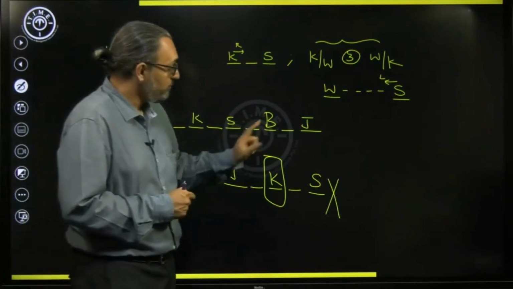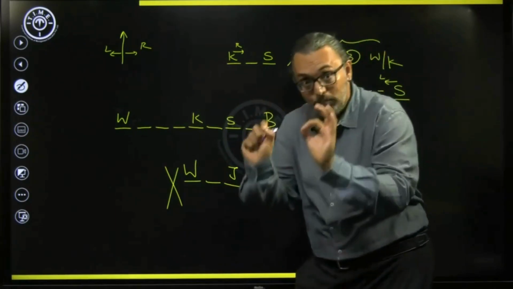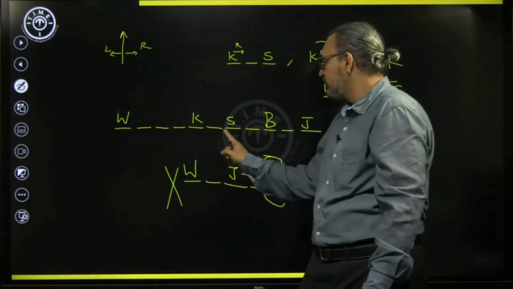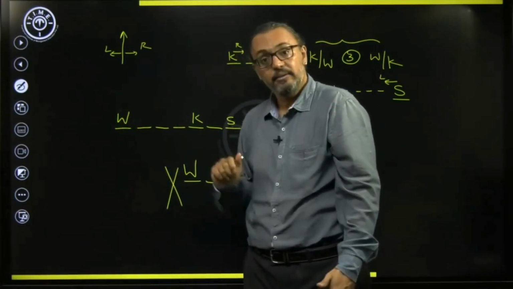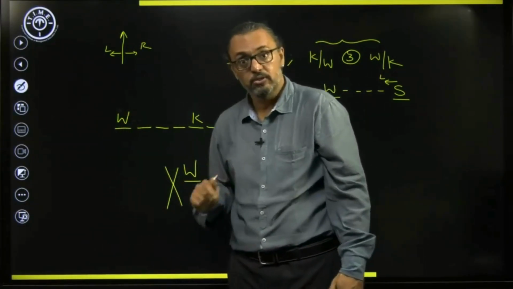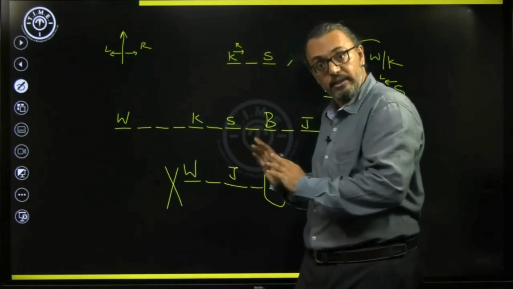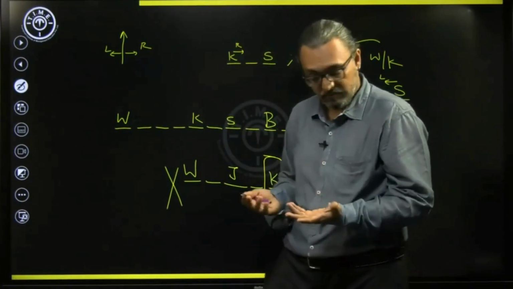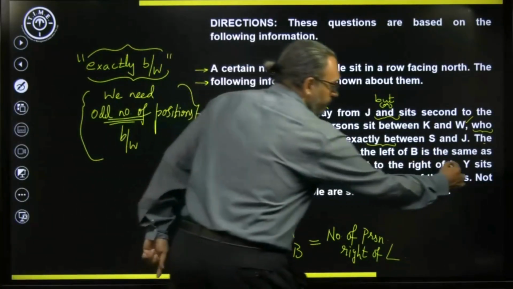Now B is here. L is not available, but B is here. To the left side of B, at present, how many are there? 3 plus 3, 6, 7, 8. But we don't know whether that is the end. We can add some more persons also because we never know if W is at the end. Correct? So for now, let us hold that position. We'll come back to that. Okay? Then, what else does he say?